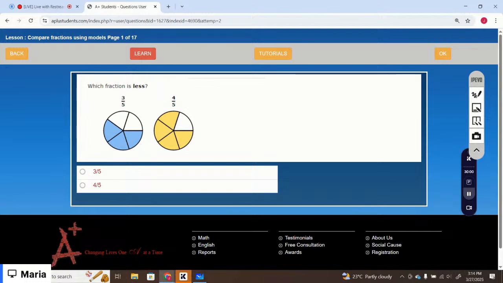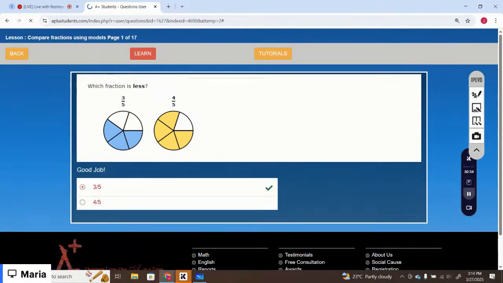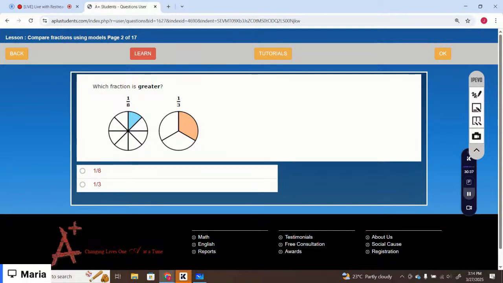Which fraction is less? So 3 by 5 is less than 4 by 5 because it has a smaller portion colored. Which fraction is greater? 1 by 8, 1 by 3.